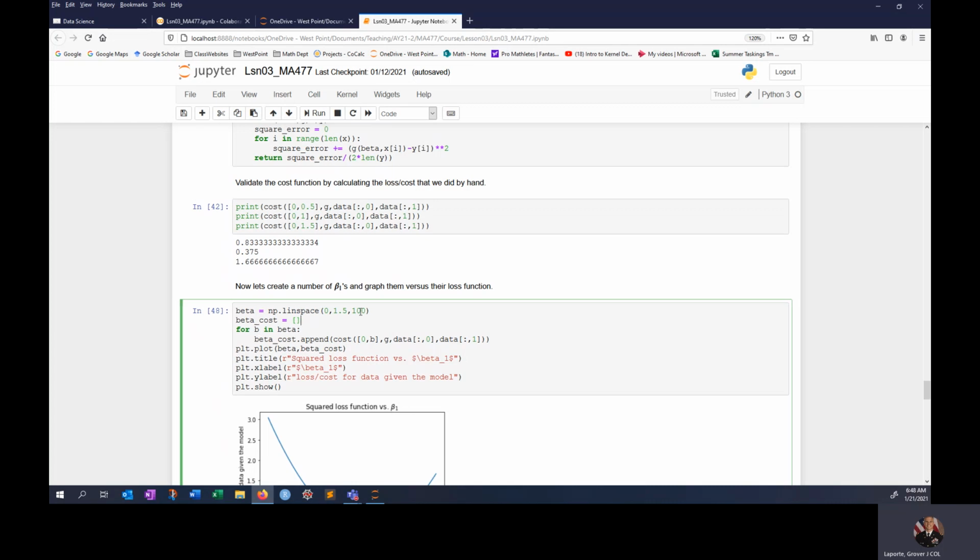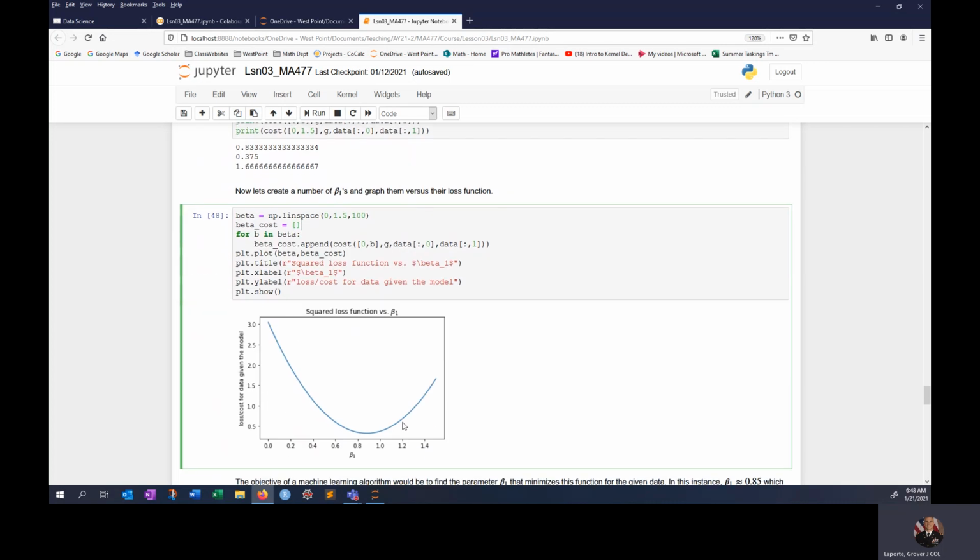So for B and beta, look at what I did. I did 100 betas in between 0 and 1.5. That's what linspace does. And then for each one of those, I substituted. I did the exact same thing I did up here, with the 0 being my beta 0 and B being my beta 1, B being all the betas that are in there. And then I just simply substituted into this function up here, and it gives me what's happening. So you can see the loss or cost function for the data given the model.